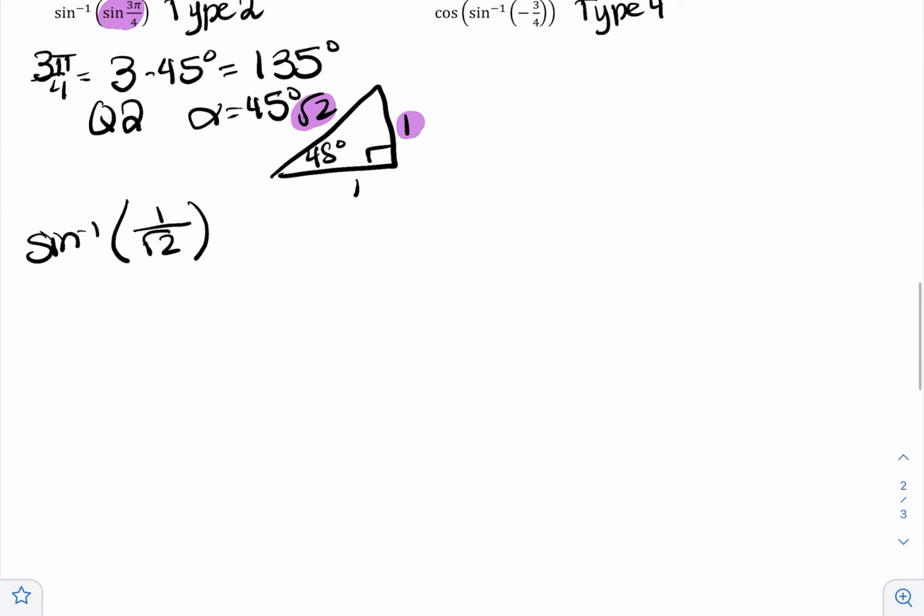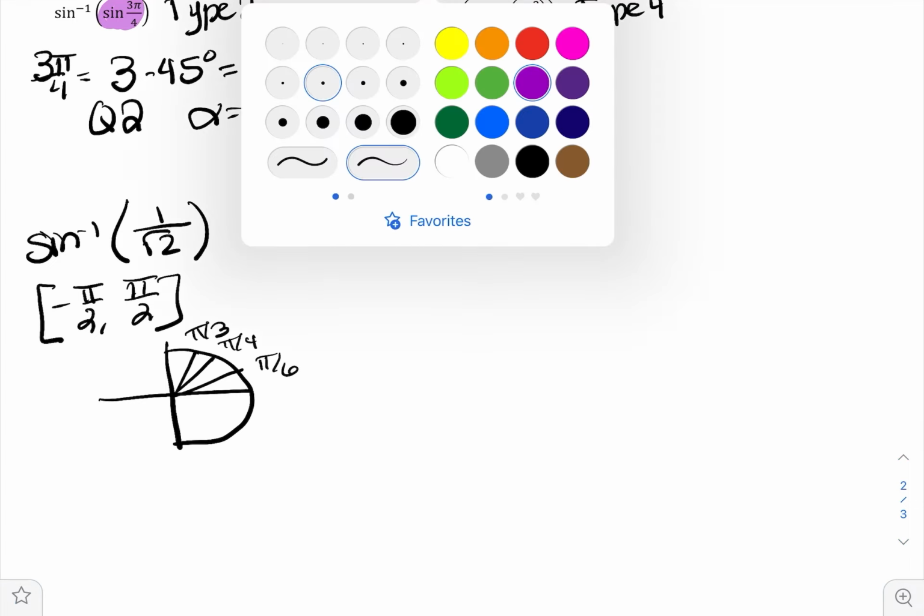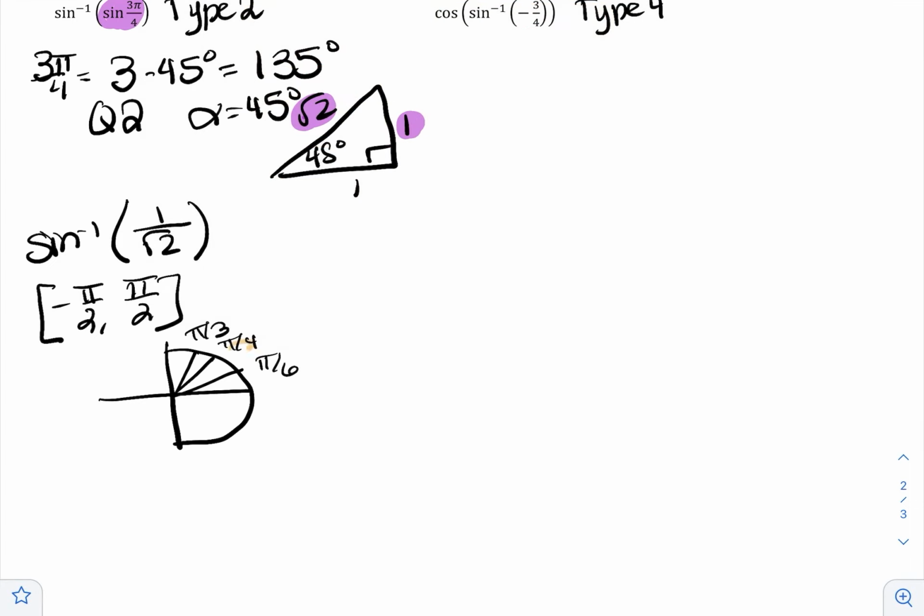I'm now doing an inverse, so I'm restricted to my restriction of negative pi over 2 to pi over 2. That's this little guy. It's a positive ratio, so I am in quadrant 1. Pi over 6, pi over 4, pi over 3. And the angle in quadrant 1 that gives me that sine, radical 2 over 2, is pi over 4, because it has to have a reference angle of 45 degrees. I just drew the triangle for sine. So my final answer is pi over 4.